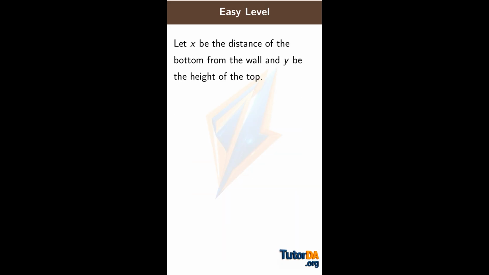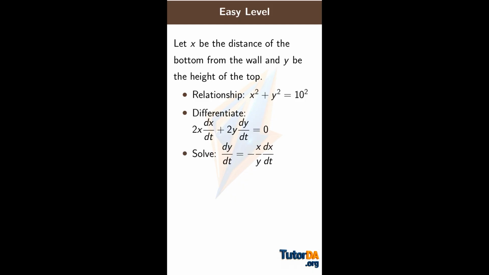Let x be the distance of the bottom from the wall and y be the height of the top. Relationship: x squared plus y squared equals 10 squared. Differentiate: 2x dx over dt plus 2y dy over dt equals 0. Solve: dy over dt equals minus x over y times dx over dt.